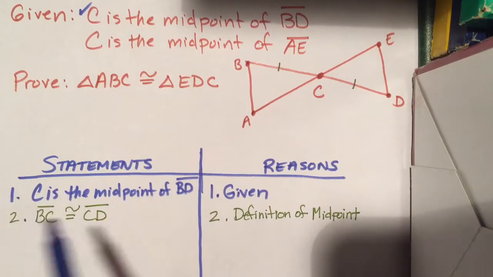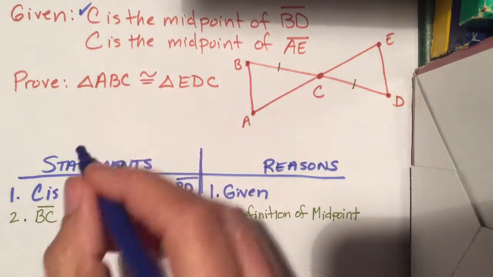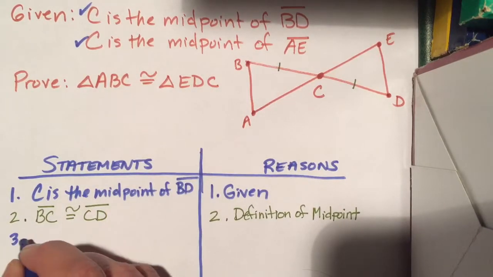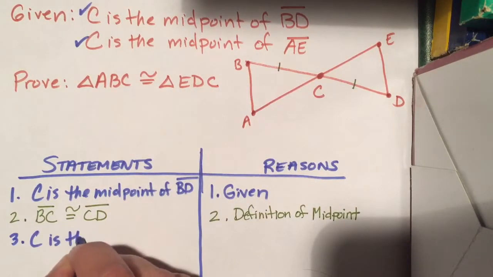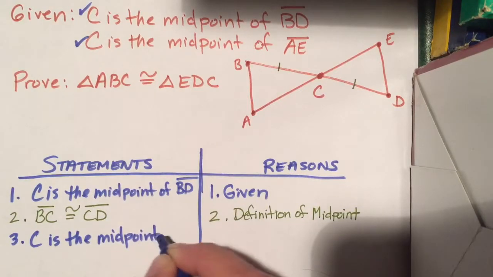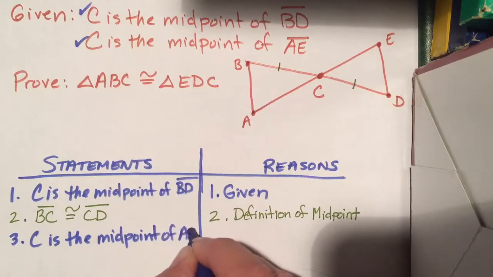So there's really nowhere else I can go with this one. Remember, you're going from here to here. How did I get from here to here? So let's put the next given in. I'm going to start putting the givens in blue so we can see them. So C is the midpoint of AE. That's also given to you.